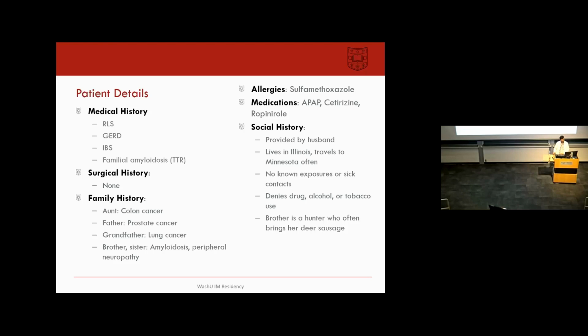It doesn't seem like she has any sort of exposures, but the deer sausage is interesting. What I think is interesting about it is that it doesn't seem like she's the one breaking down the deer, which is a little bit different. That has more exposure to different types of infections. But the deer sausage that she's eating, I don't know. Maybe handling it raw, the casing.